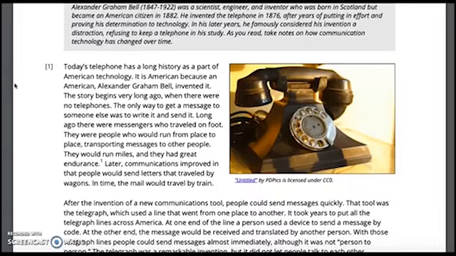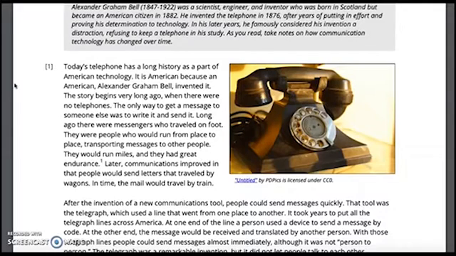Here we go, paragraph 1. Today's telephone has a long history as part of American technology. It is American because an American, Alexander Graham Bell, invented it. The story begins very long ago when there were no telephones. The only way to get a message to someone else was to write it and send it.